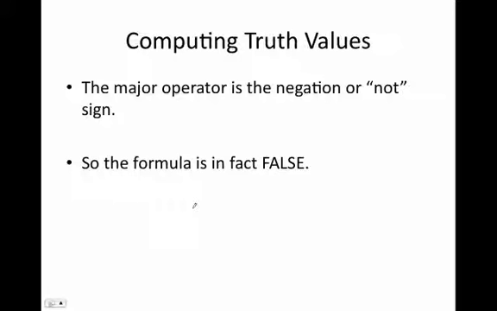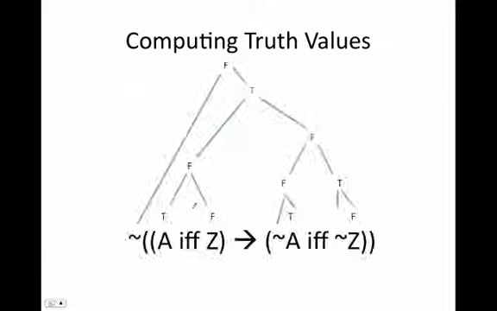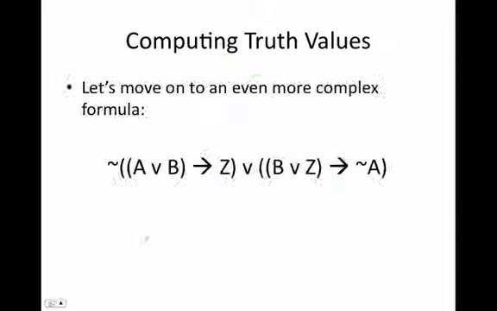Since the conditional was true, the formula is in fact false. Remember? This conditional was true, but it was not the major operator. And a negation just, if something is true, the negation of it is false. Since everything in the parentheses is true, the negation of everything in the parentheses is false. Boom. Well, let's move up to an even more complex formula.